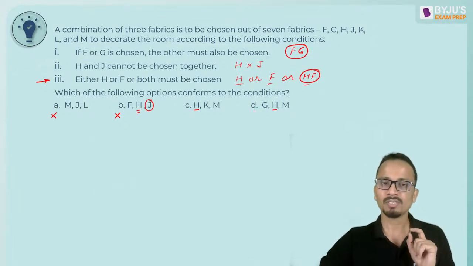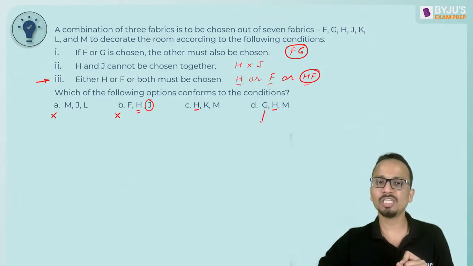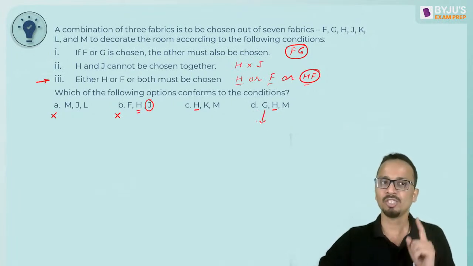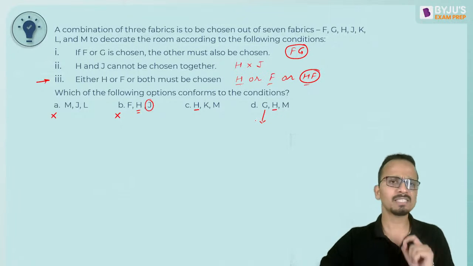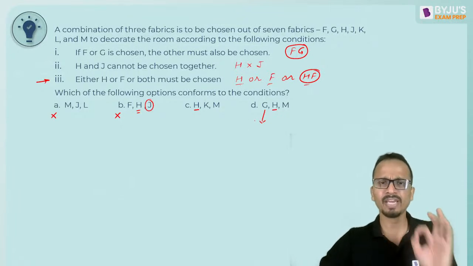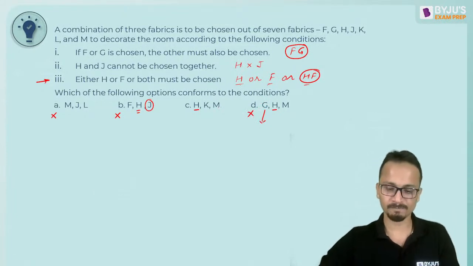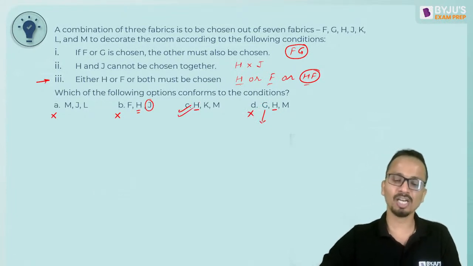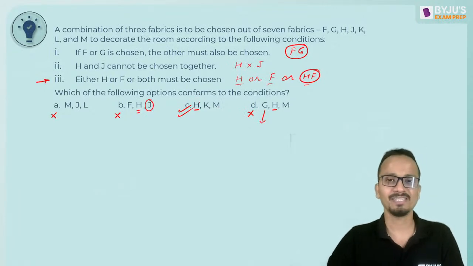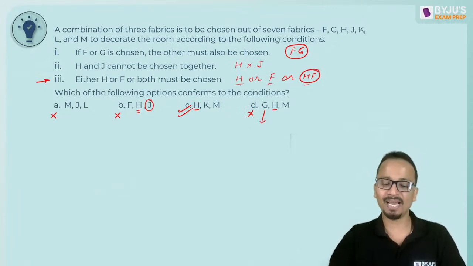So option D is selecting G but not F. So in the first condition, it is clearly given that if F or G, any one of them is chosen, the other must also be selected. So F and G should be coming together. F is absent, so option D cannot be the answer. Okay, so the correct answer here should be option C. Am I clear? I hope I am.